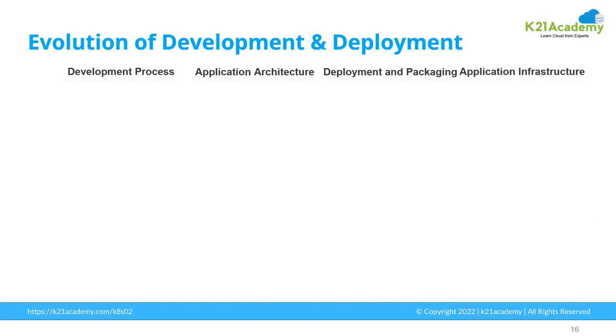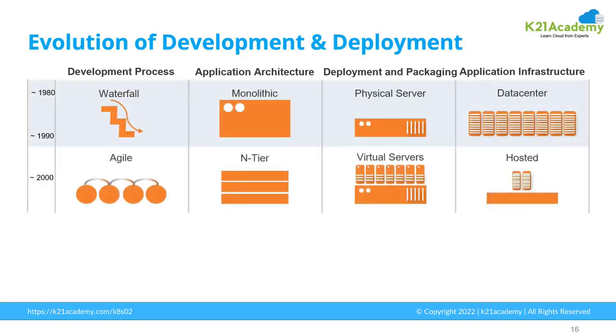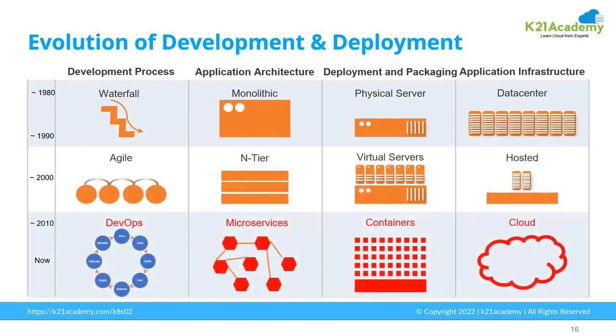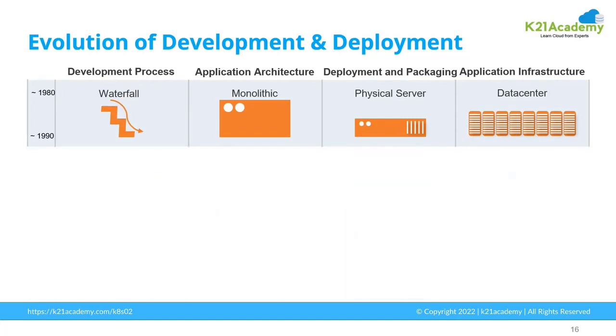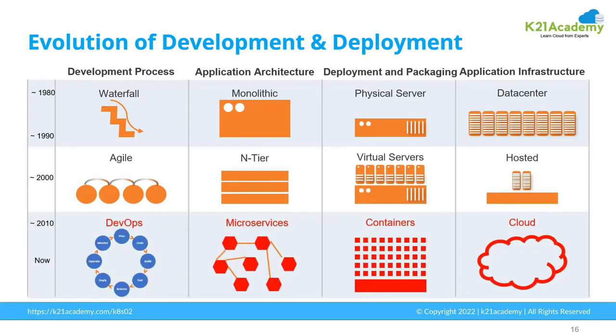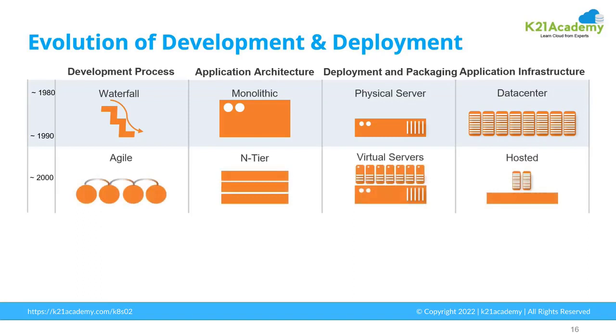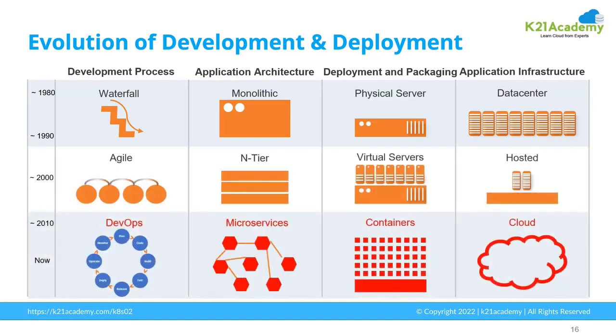If you look at development and deployment processes, the development process changed from the waterfall model to agile, and now we are living in a world of DevOps. Similarly, the application architecture has gone from monolithic, where everything is bundled into one single application, to N tier, where you have a database tier, apps tier, and web tier. And nowadays, that monolithic application is broken down into microservices. So each functionality is a microservice running in its own container, and hence the deployment and packaging has moved from physical servers to virtual servers and now to containers.